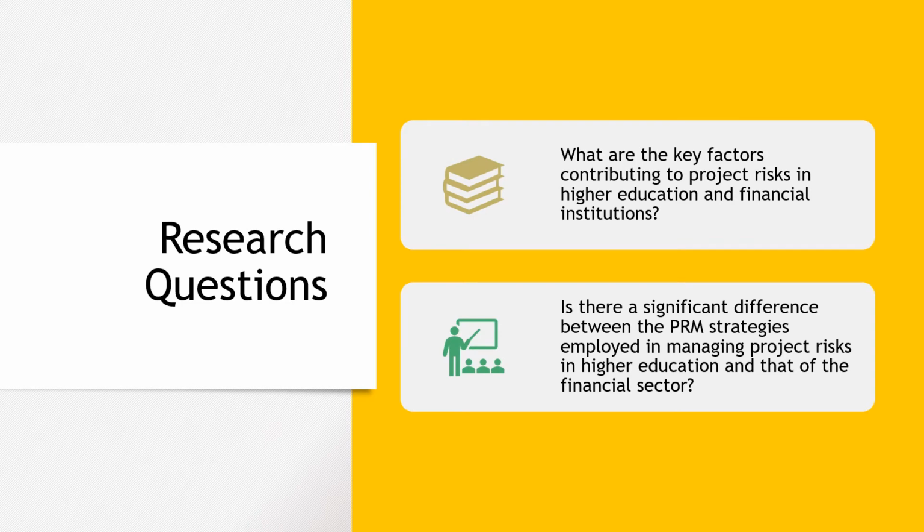Based on the topic identified as well as the thesis outline, the researcher believes that understanding the key factors contributing to project risk as well as the current project risk management strategies is important in understanding the disparity, or if disparity exists, between higher education and financial institutions and their posture towards project risk management. So based on that, two questions were identified. One, what are the key factors contributing to project risk in higher education and financial institutions? And two, is there a significant difference between the project risk management strategies employed in managing project risk in higher education and that of the financial sector?